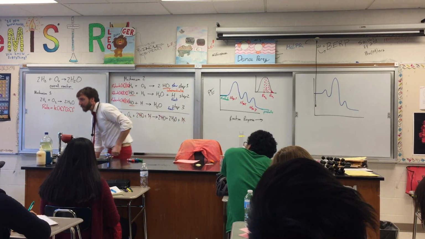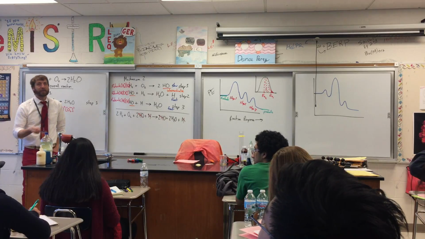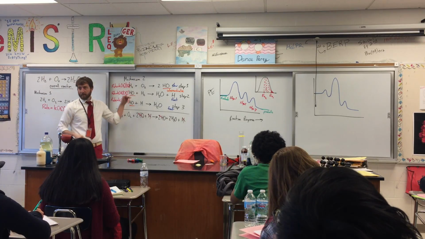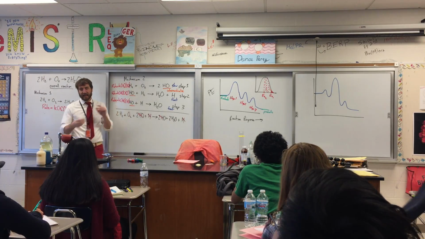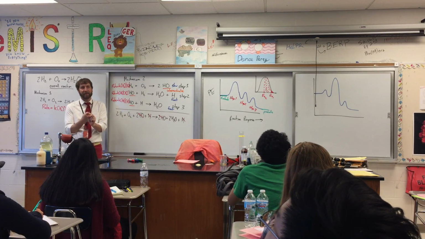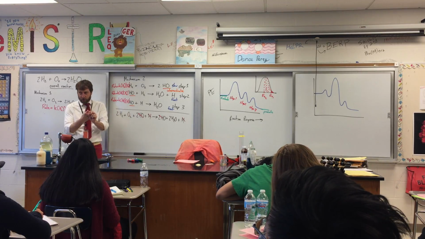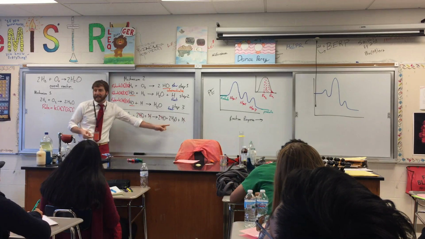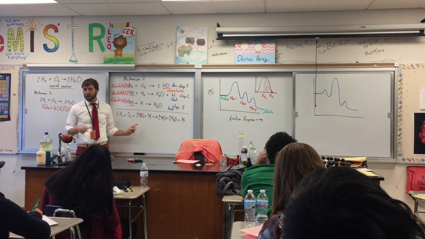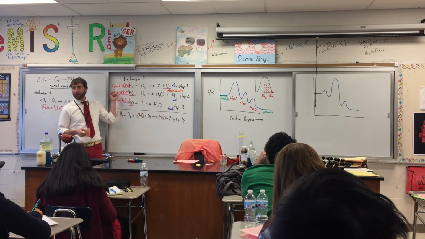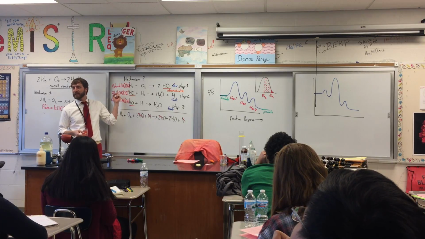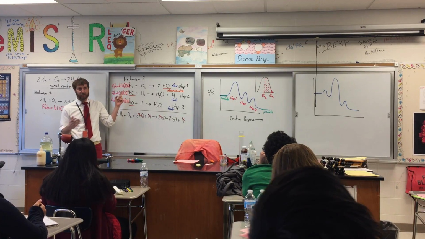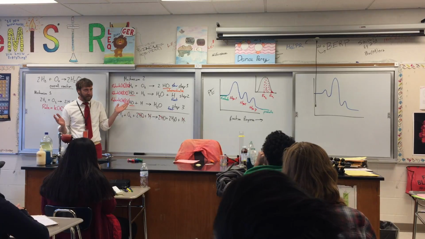Now, intermediates are extremely important in proving your mechanism. So I said the first two things you have to absolutely make sure are true of your mechanism is one, that it adds up to the same overall equation. Two, that the rate law for its slow step matches the experimental rate law. If that's not true, then your mechanism's wrong anyway, right?